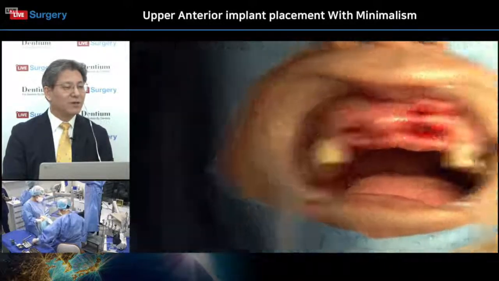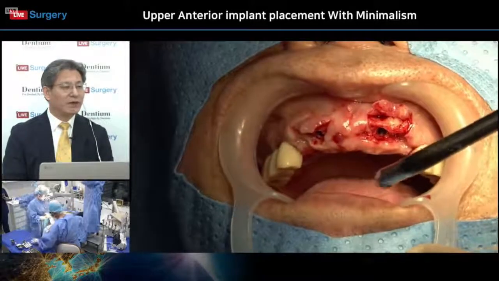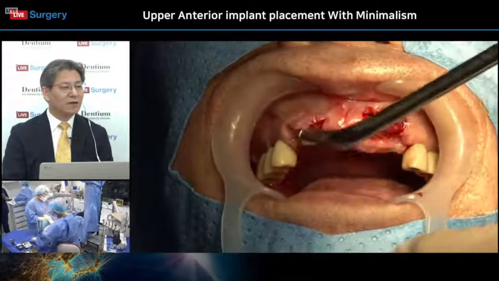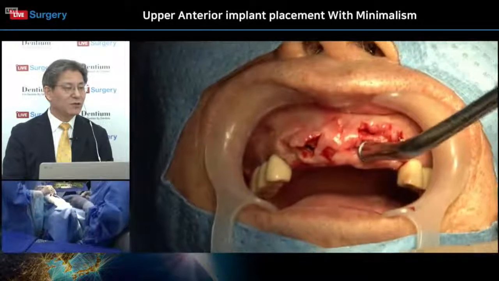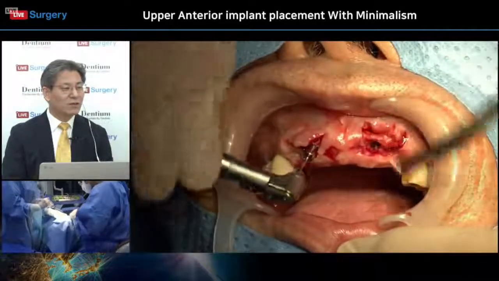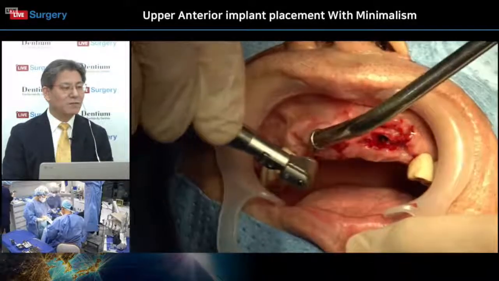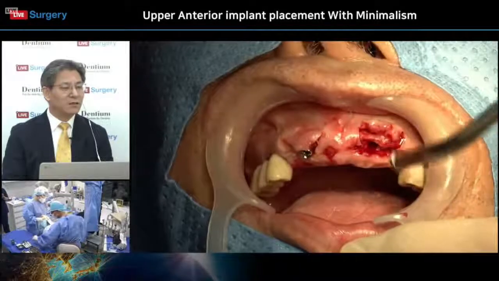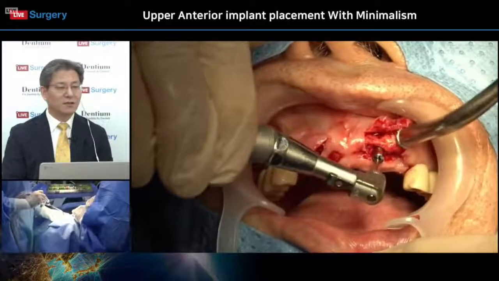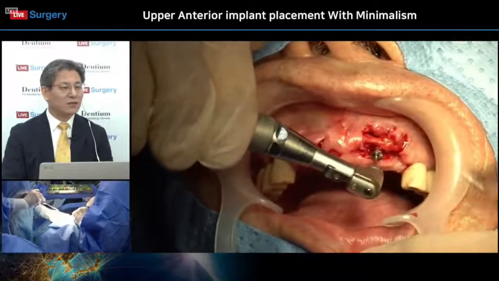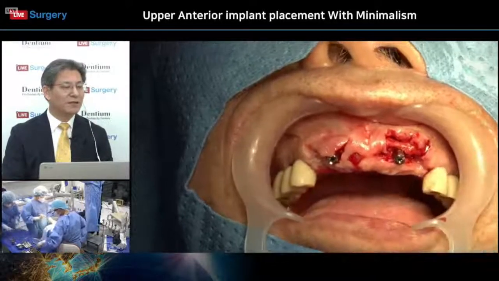Depth of implantation is very important for the emergence profile in the future. When you have a prosthetic procedure, the emergence profile is very important to making an aesthetic result. So Dr. Zhang installed it 1 millimeter below the alveolar crest. And this number 22 area, 2 millimeters below the alveolar crest. The healing abutment connection. So very simple and easy installation.